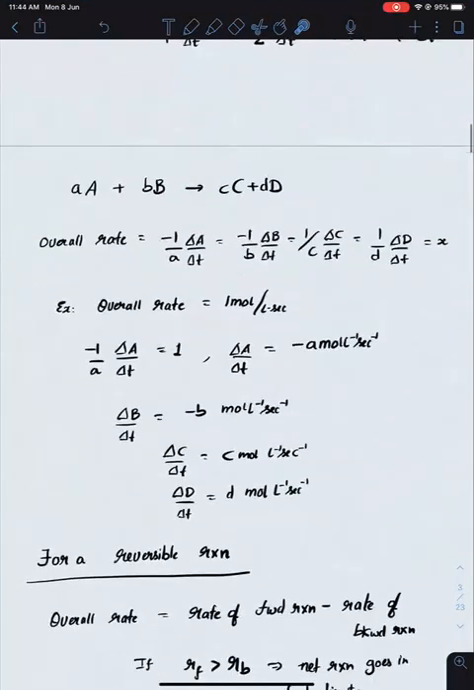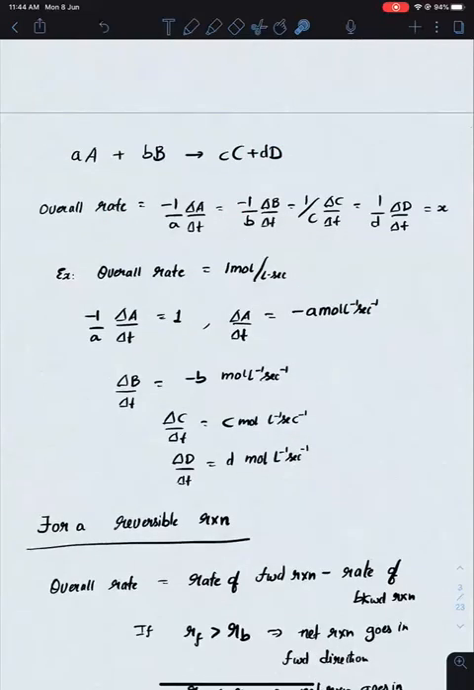For any general equation, aA plus bB gives rise to cC plus dD, it is minus 1 by a delta A by delta t equal to minus 1 by b delta B by delta t equals to 1 by c delta C by delta t is equals to 1 by d delta D by delta t. If you want to define differential rate equation, if you write the same overall rate with respect to instantaneous rate, it is minus 1 by a dA by dt equals to minus 1 by b dB by dt equals to 1 by c dC by dt equals to 1 by d dD by dt. That is the expression for differential rate equation.